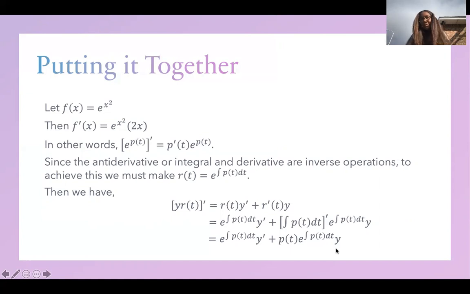And if we go back to when we started, that's exactly what we wanted. We said that this will work as long as r prime of t is p of t r of t. And by making this exponent the integral of that p of t, that's exactly what we get. And now this is what's going to allow us to use this method with many, many different types of functions.